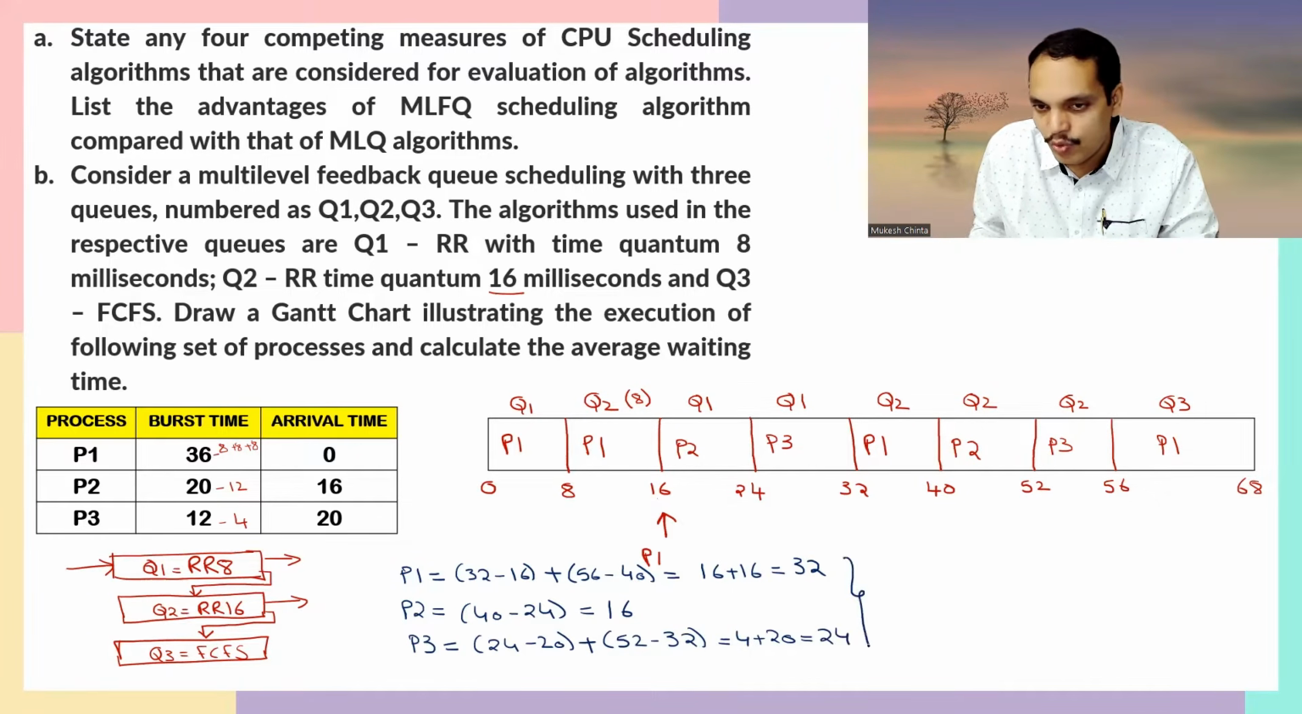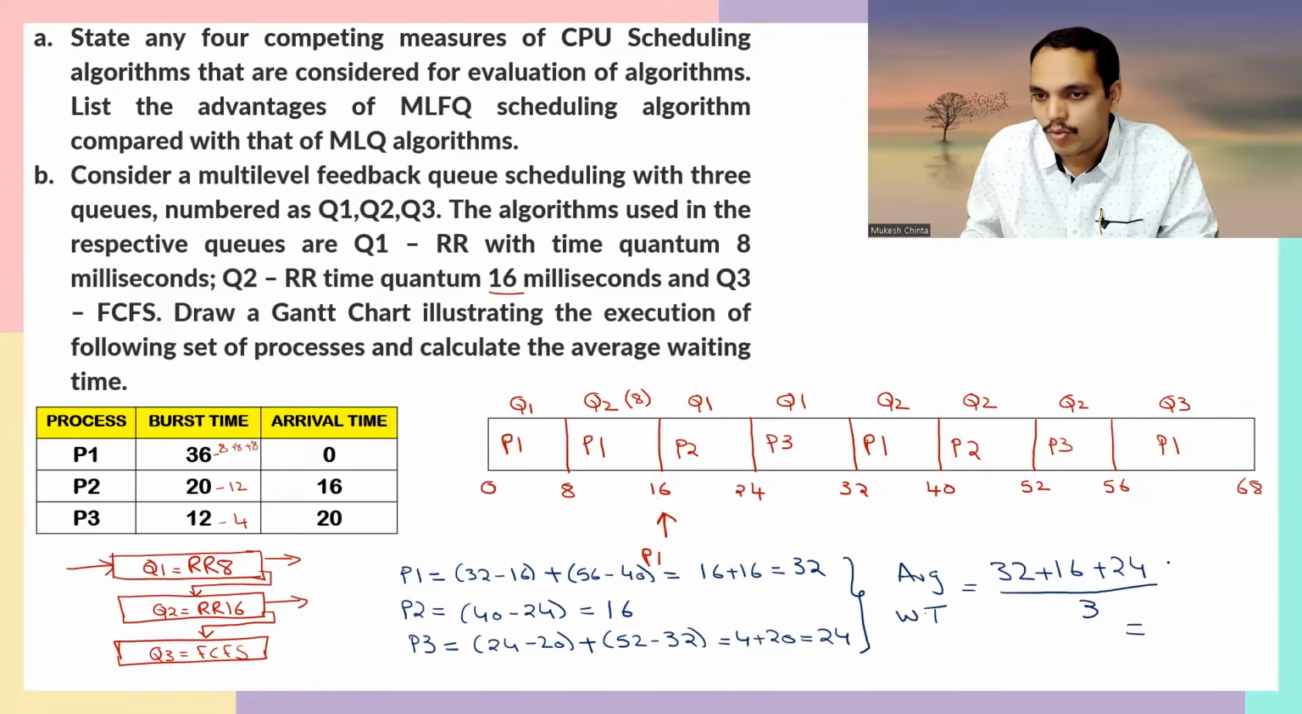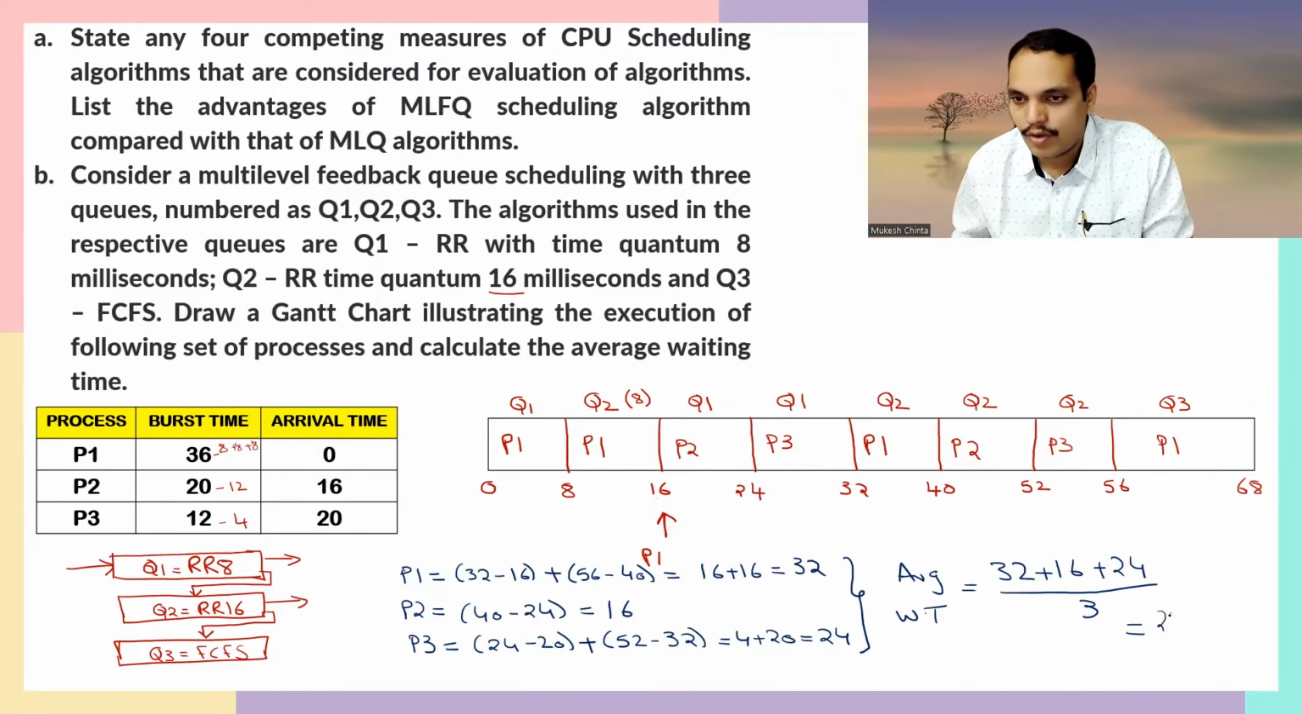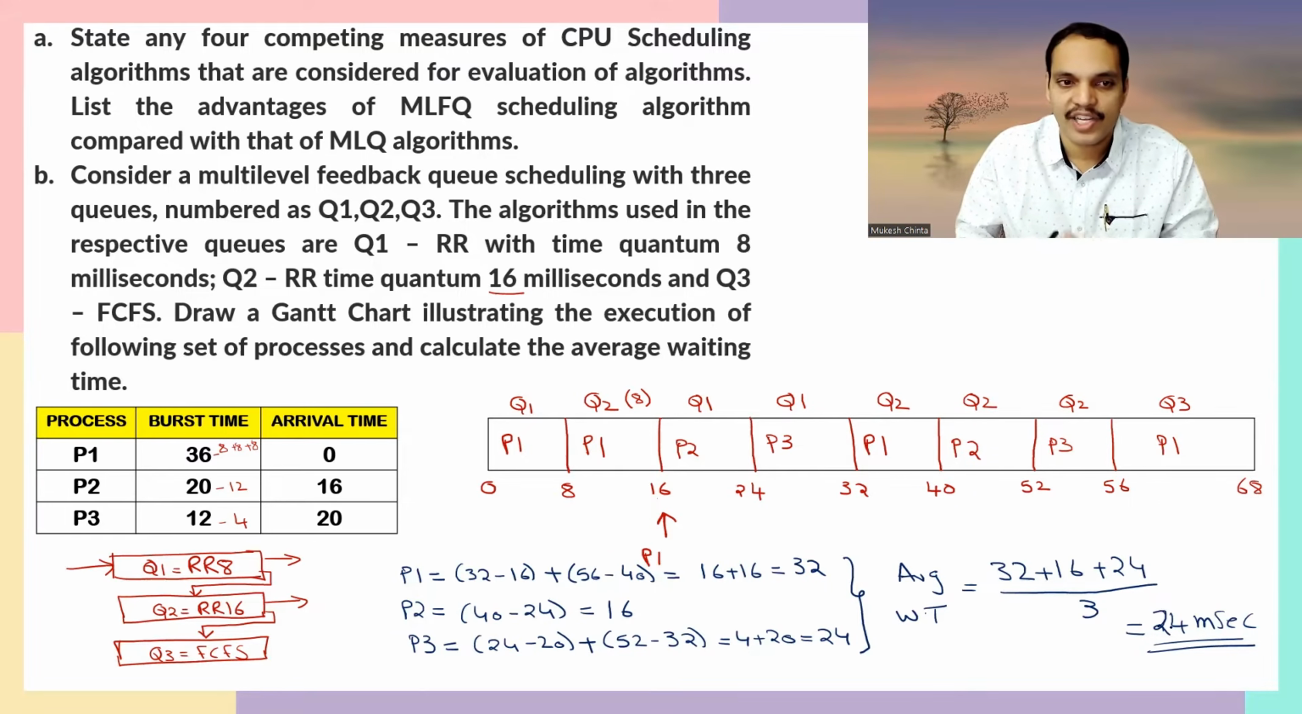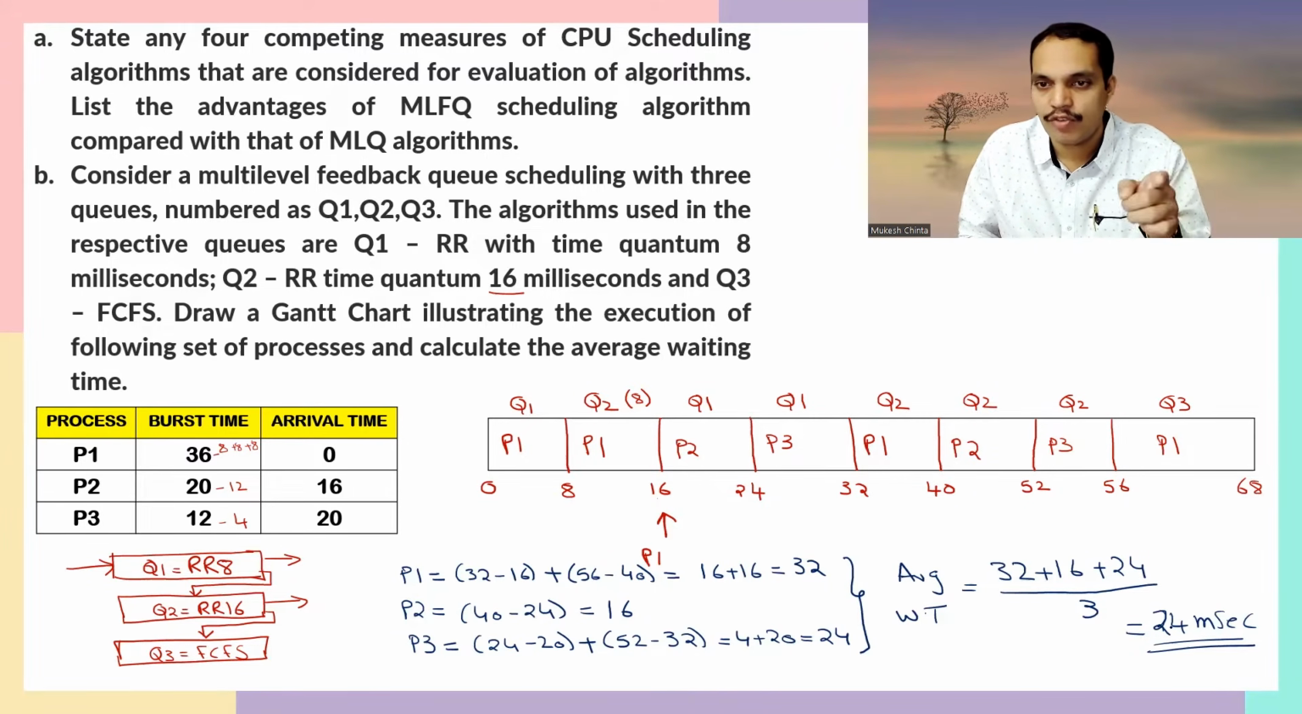These are the three individual waiting times of the three processes. Now to find out the average waiting time, you simply do the calculation. 32 plus 16 plus 24 divided by 3 processes, which gives me what? Come on, tell me. 24 milliseconds. So this is your answer. This is how you calculate the average waiting time for any given set of processes, which uses the multi-level feedback queue scheduling algorithm. Okay, so let's move on to the next one.